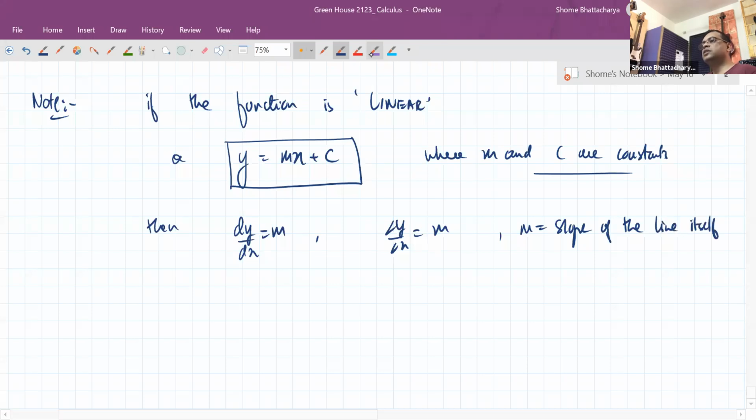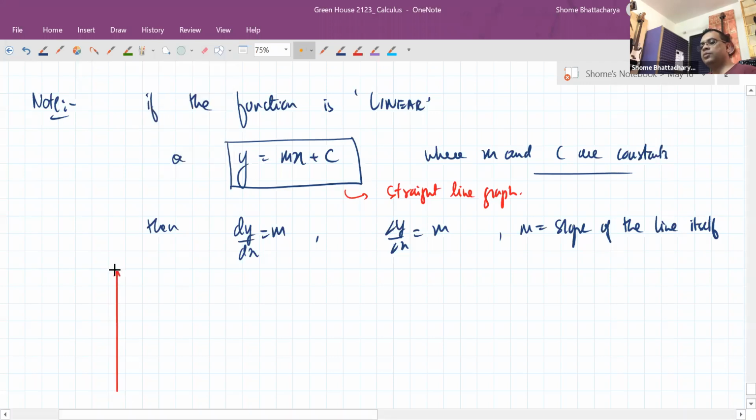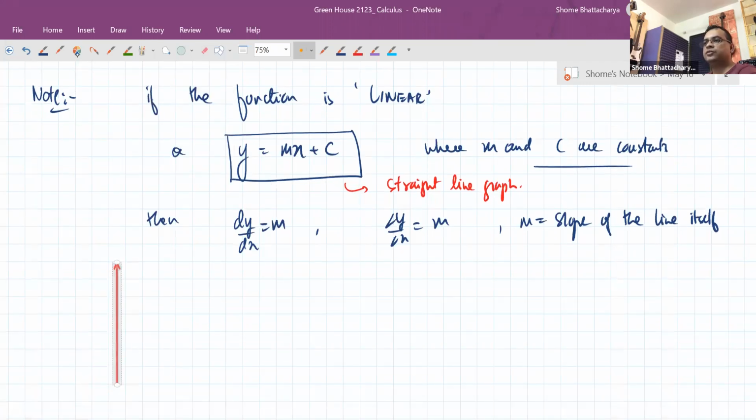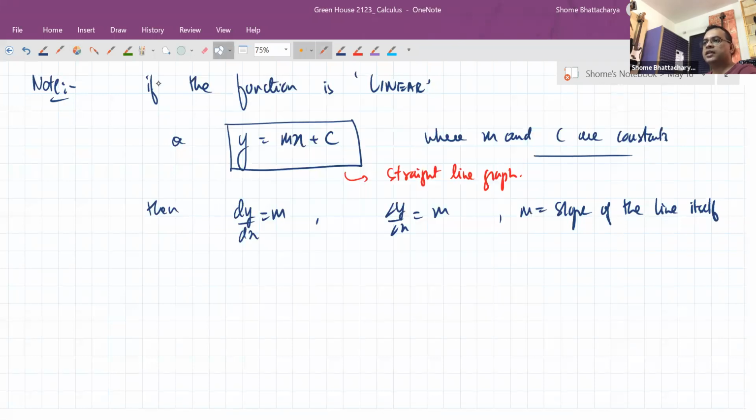Because a linear function has a straight line graph. The graph of a linear function is a straight line. So that becomes a very simple case. We don't need to apply any complex formula for instantaneous rate of change then. We just know whatever is the slope of the line, that will become the instantaneous or the average rate of change.